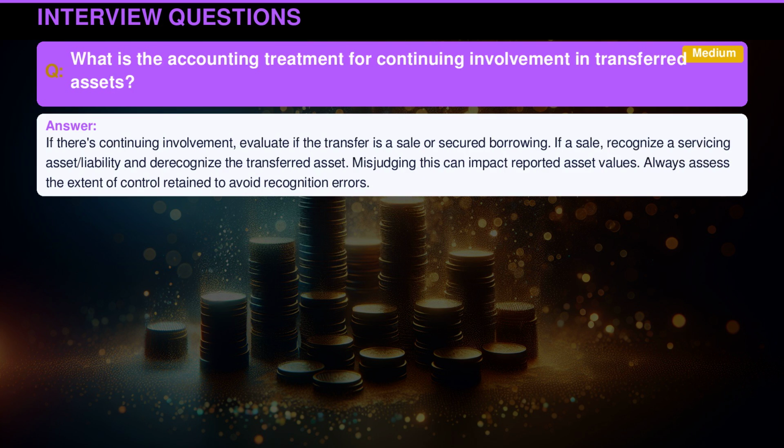If there's continuing involvement, evaluate if the transfer is a sale or secured borrowing. If a sale, recognize a servicing asset or liability and derecognize the transferred asset. Misjudging this can impact reported asset values. Always assess the extent of control retained to avoid recognition errors.